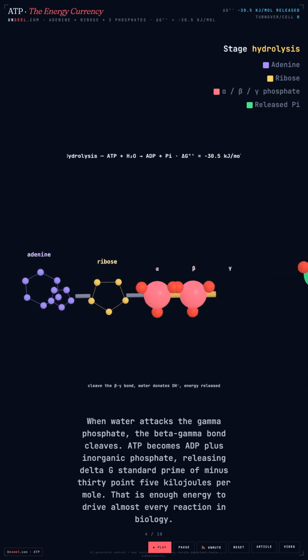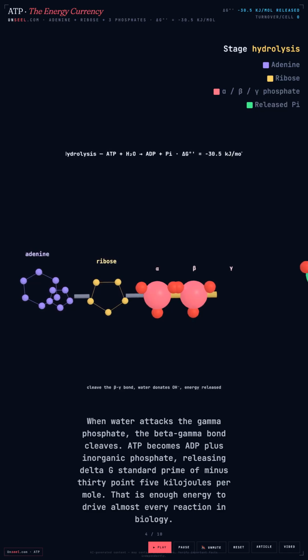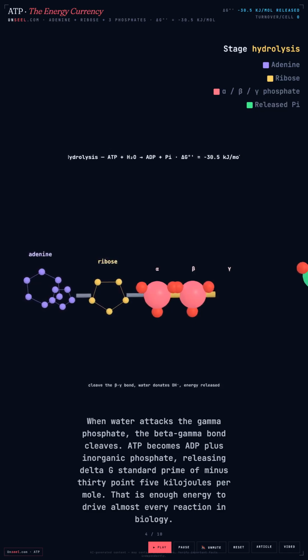When water attacks the gamma phosphate, the beta-gamma bond cleaves. ATP becomes ADP plus inorganic phosphate, releasing delta G standard prime of minus 30.5 kilojoules per mole. That is enough energy to drive almost every reaction in biology.